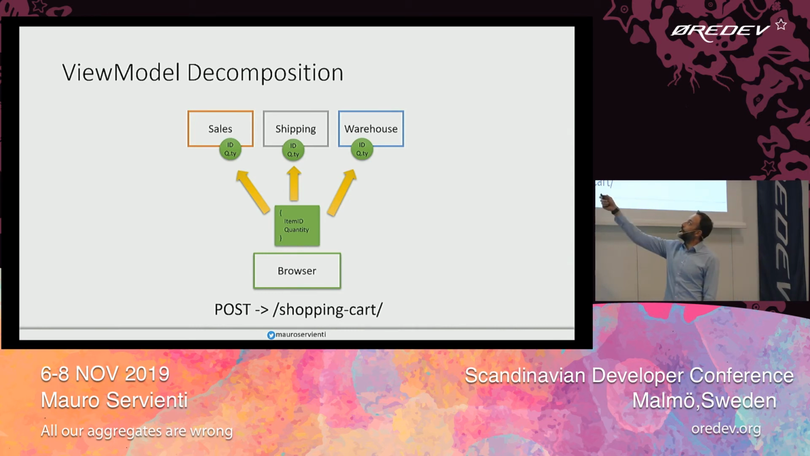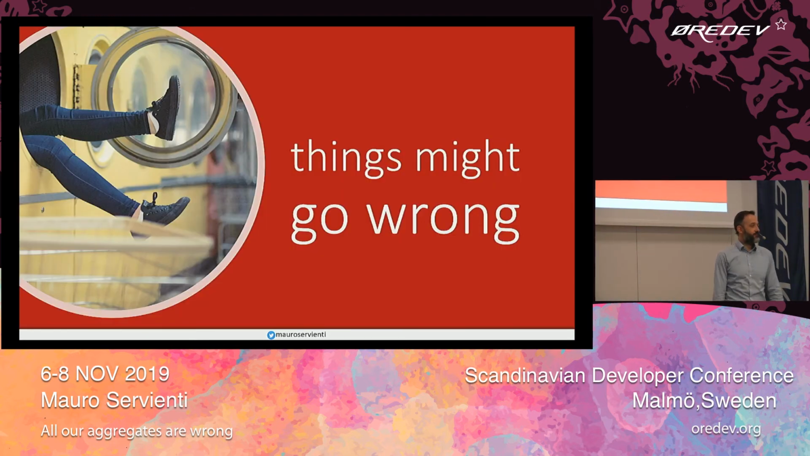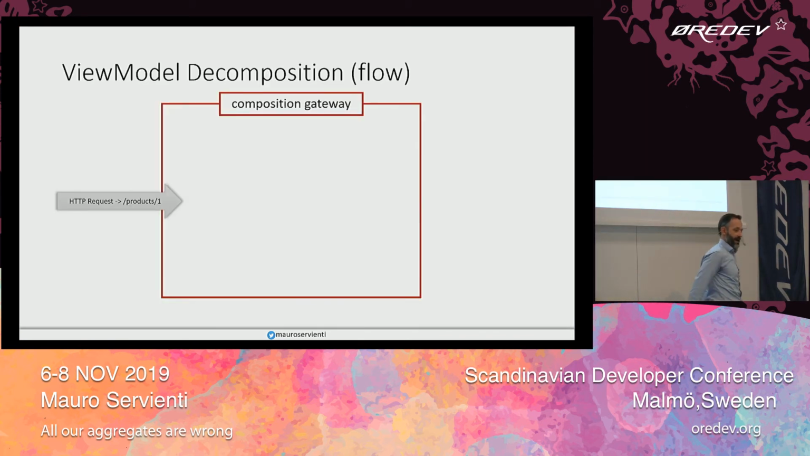Now, can we use HTTP here? No. That's problematic, because things usually go horribly wrong. If we use HTTP there, what might happen is the following. We have an incoming request that goes to the composition gateway, and if we have HTTP there, what happens if one of them fails? There are no transactions in HTTP.